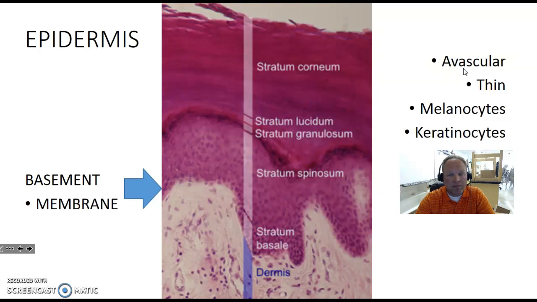If you ever get hurt and blood starts coming out, that means you've penetrated the basement membrane, because down here in the dermis, there is blood. So my epidermis is avascular. It's stratified, but it's not very thick, and it has 2 types of cells in it.